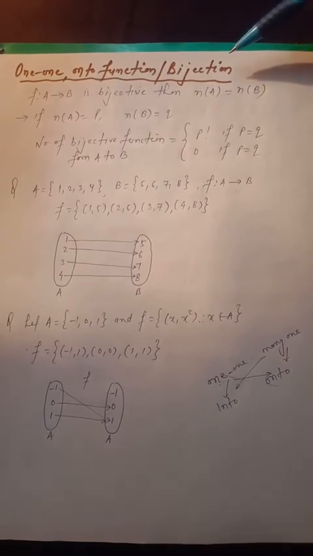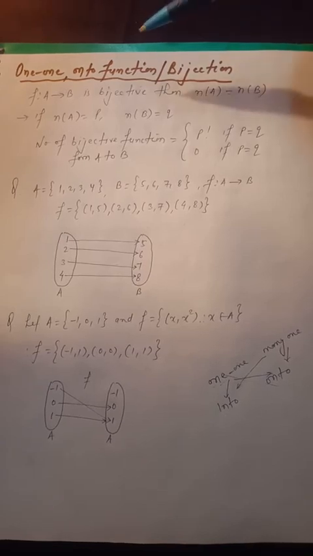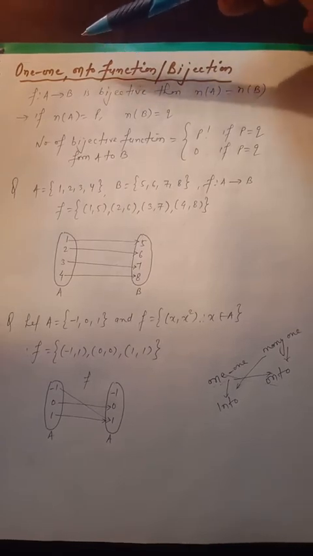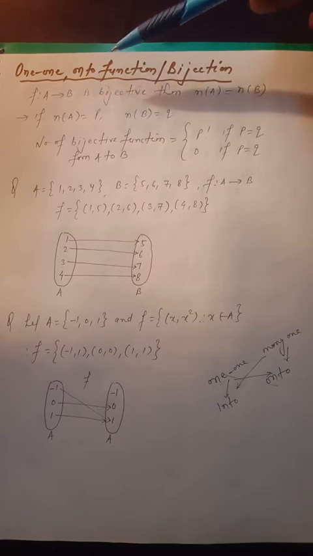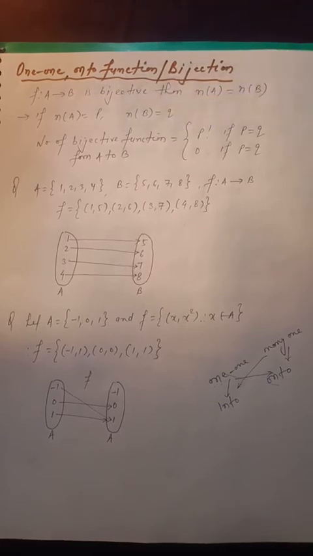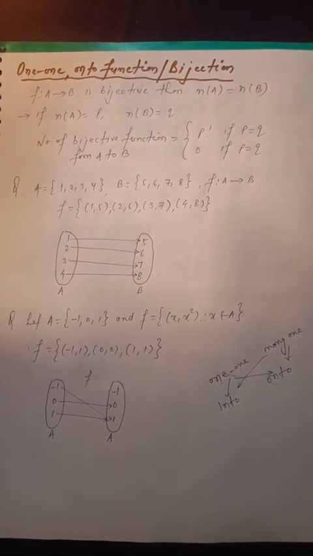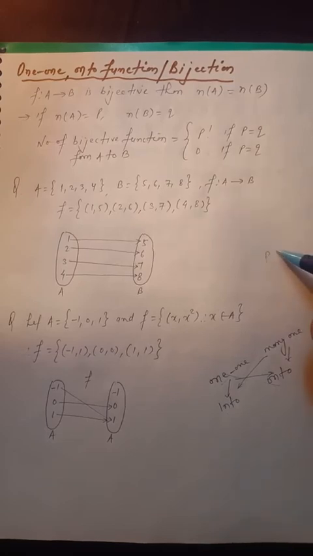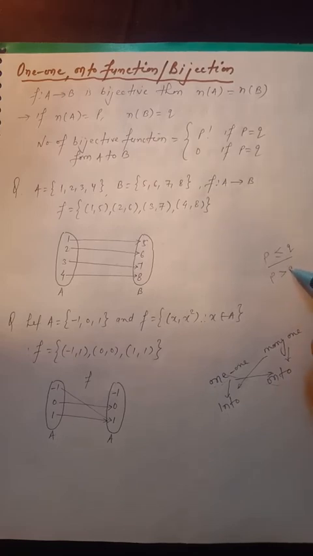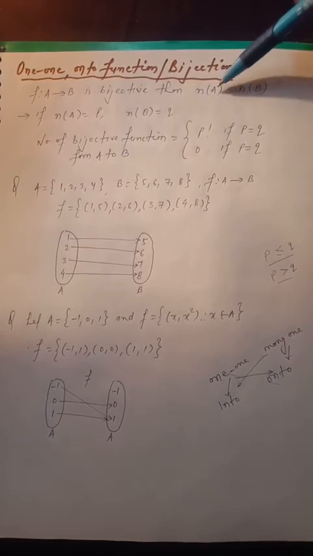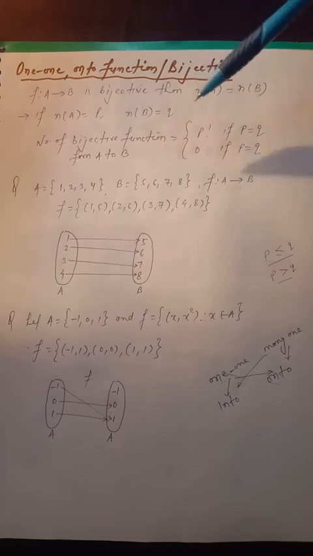You must remember the names also. So this function is one-one onto, or in a few books you will get one-one and onto. This function is one-one onto when P and Q are the same. We have seen when P is less than or equal to Q, then the function is one-one. When P is greater than Q, then the function is onto. But when P and Q are the same, the function will be one-one onto.